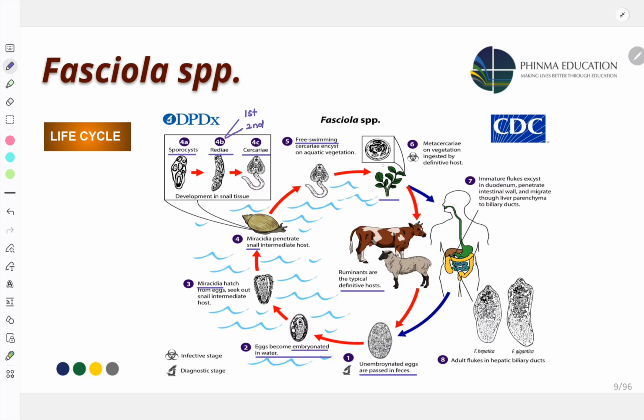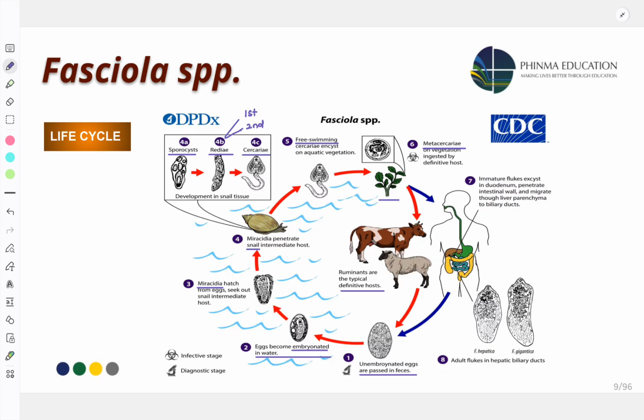So it then encysts. So mag-encyst siya into your water plants. So this then becomes, so the metacercariae is the infective stage for your definitive host. So if your animals like your cow, your sheep, or the humans eat the kangkong encysted with the metacercariae, dira sila ma-infect with your Fasciola.